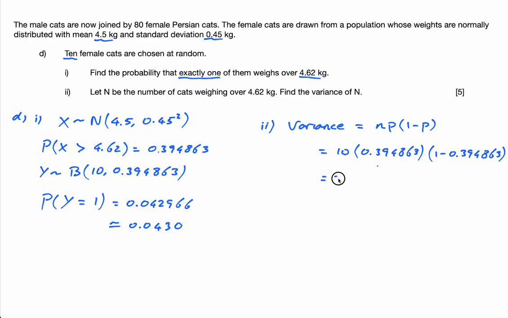2.38946. And there we go, 3 significant figures, 2.39. And that's the variance. Okay, that's part D.